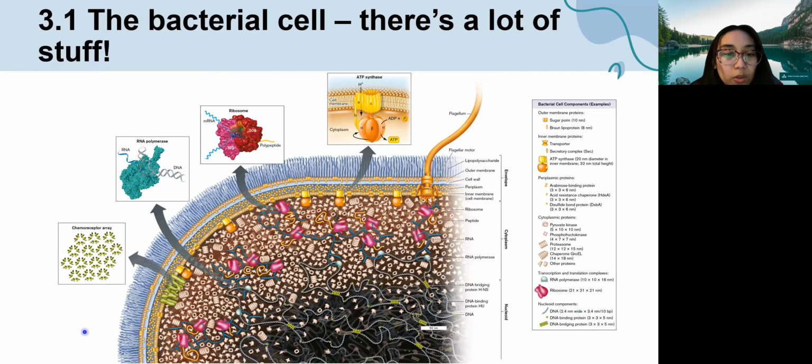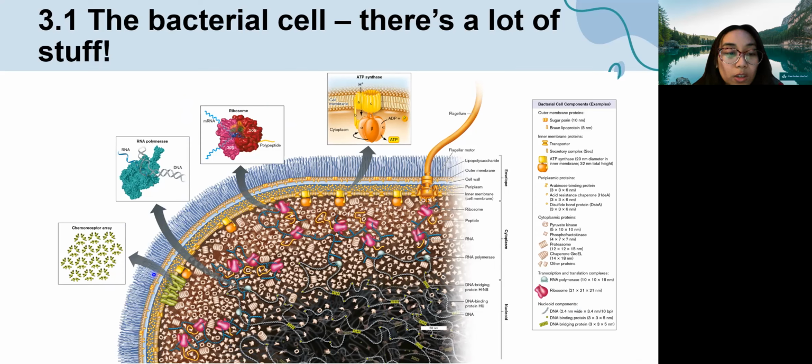So yeah, things that you're going to find obviously are ribosomes. So bacteria need to make proteins, so they've got ribosomes. They've got polymerases like RNA polymerase, DNA polymerase. So they've got a bunch of proteins. They've got some chemoreceptor arrays, or molecules that detect certain molecules outside of the cell. So we'll talk about that. They have ATP synthases to make ATP.